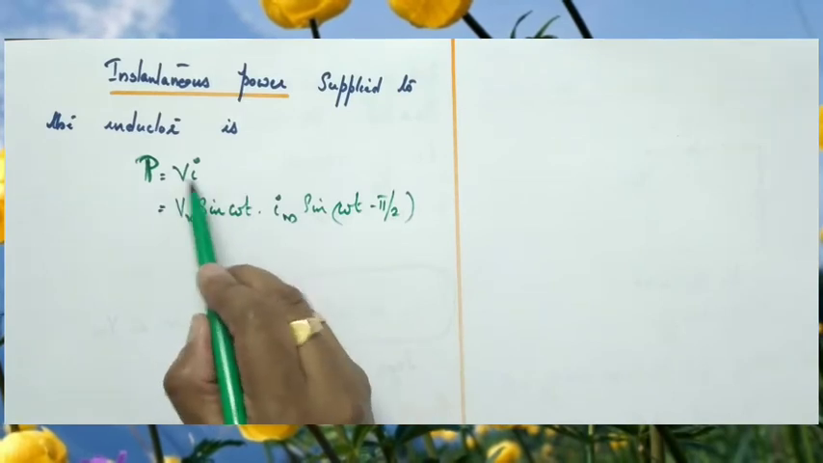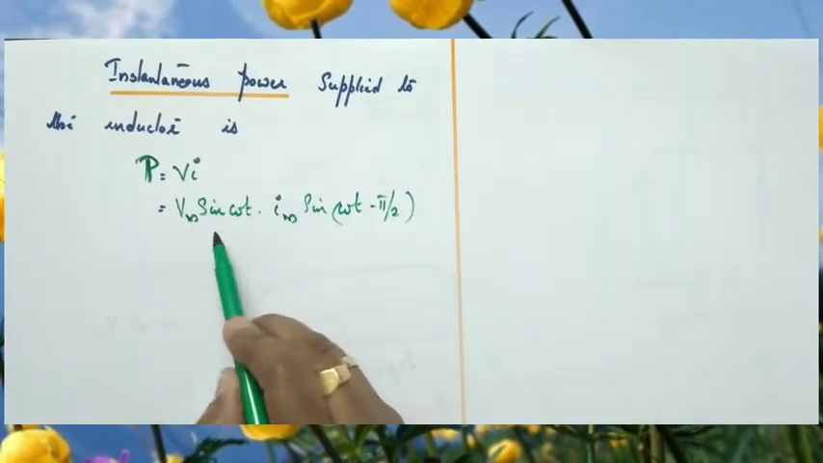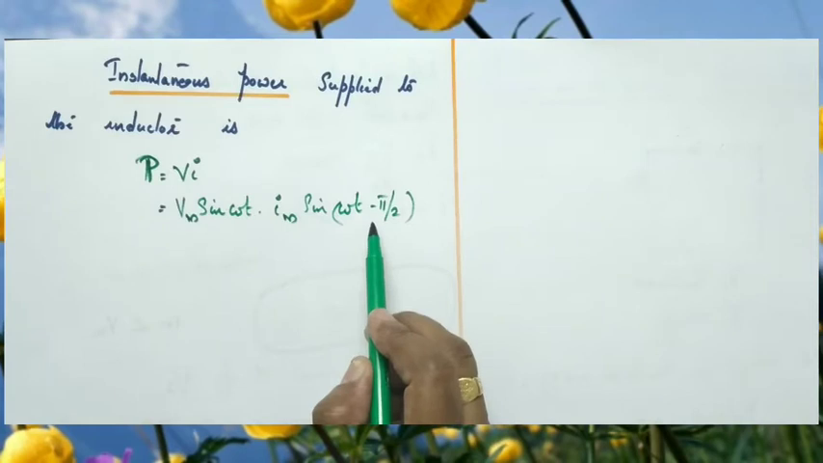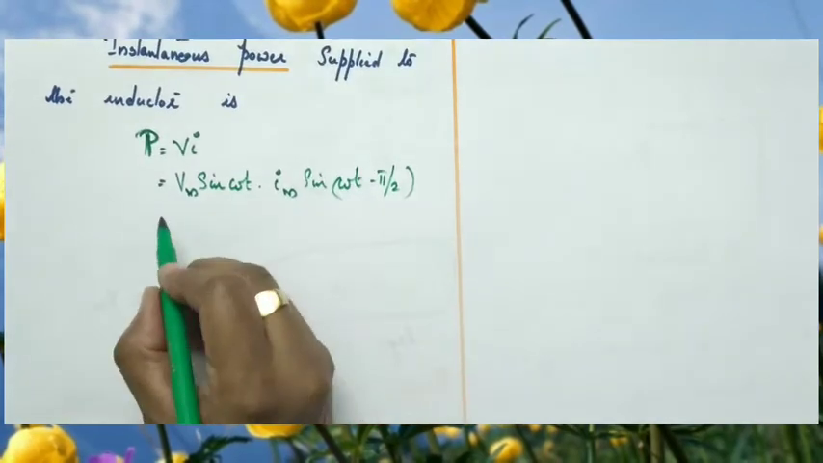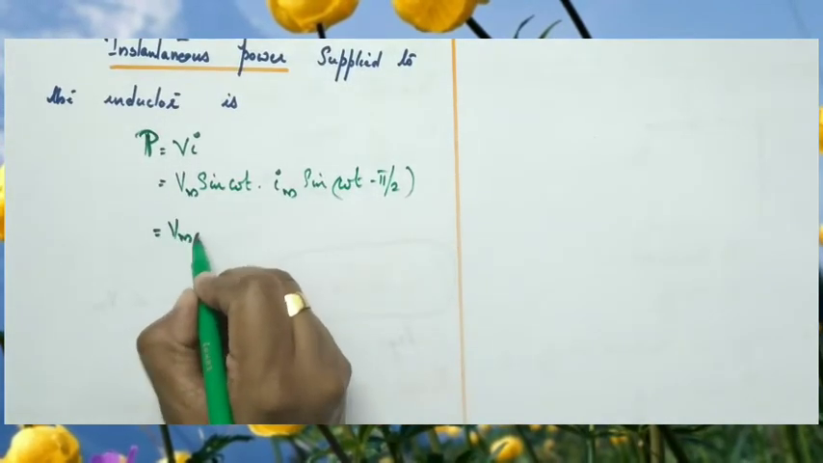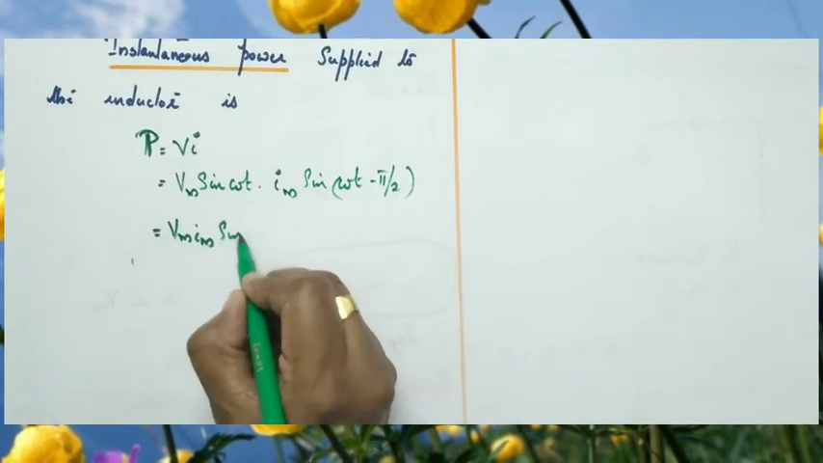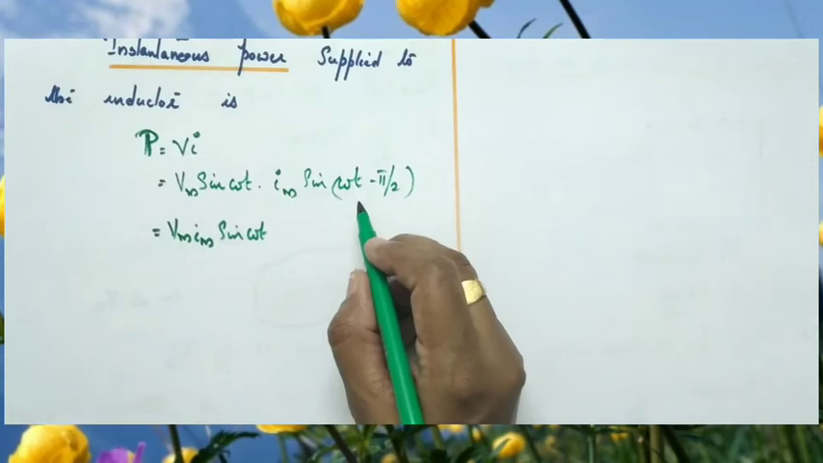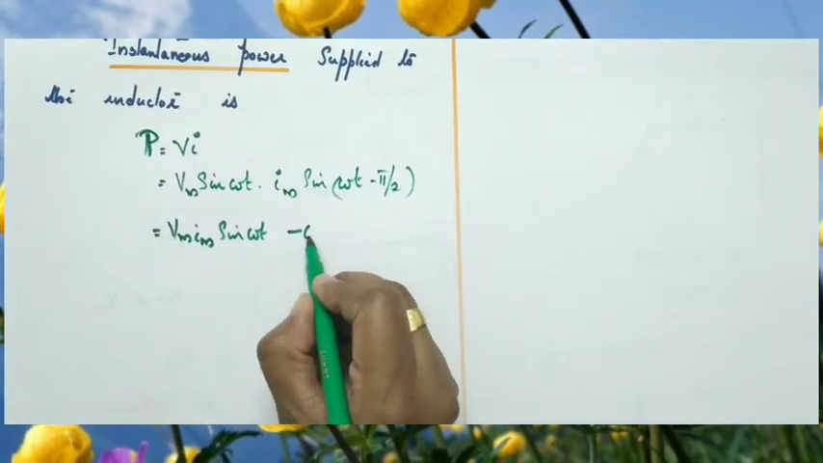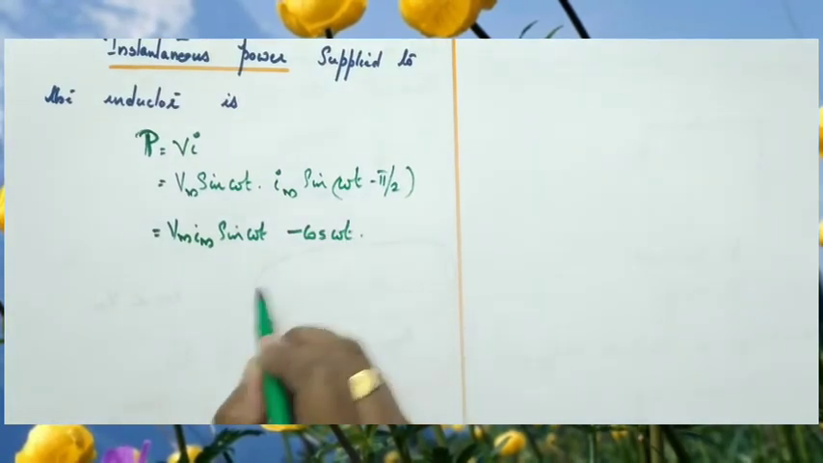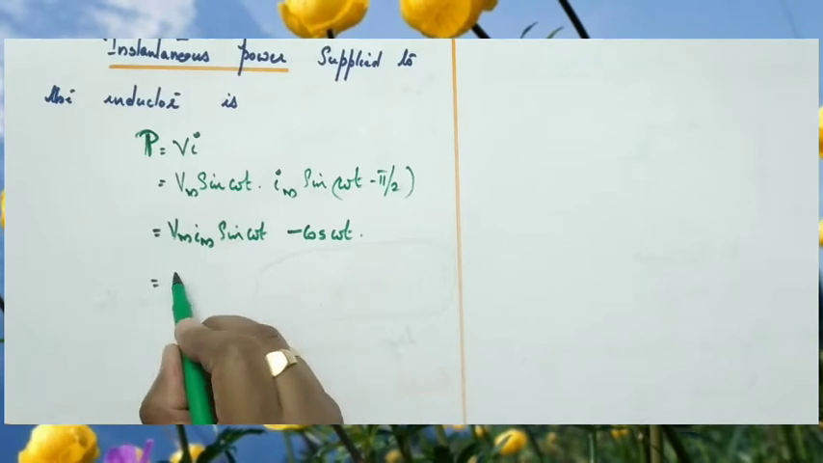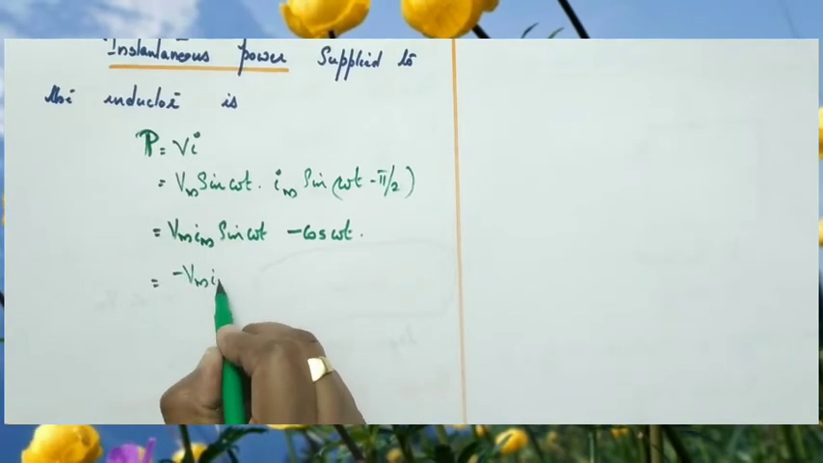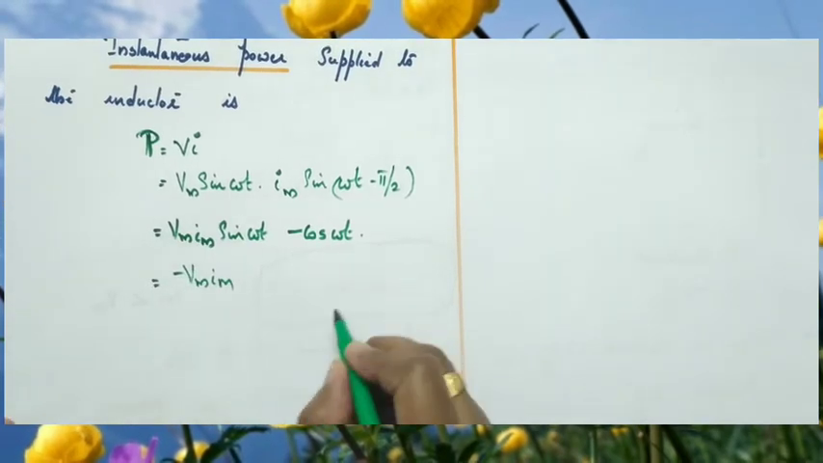So power equals voltage into current: voltage is Vm sin omega T, current is Im sin(omega T minus pi by 2). That equals Vm Im taken together, sin omega T into, what is sin(omega T minus pi by 2)? Sin(omega T minus pi by 2) is minus cos omega T, isn't it? So it can be written as minus Vm Im into sin omega T cos omega T.